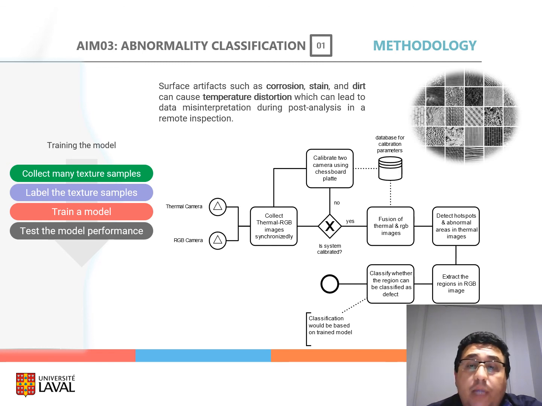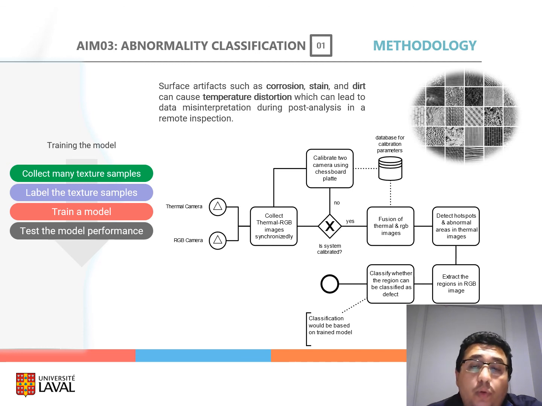We want to use thermal and RGB images. We fuse these two types of images, then we detect the hotspots and abnormalities in thermal images. We extract the associated regions in the RGB images, then we classify those regions into explainable abnormality and unexplainable abnormality.